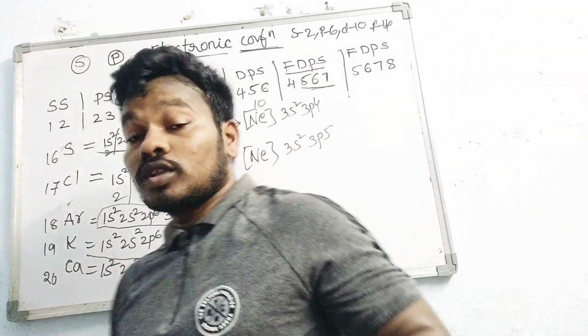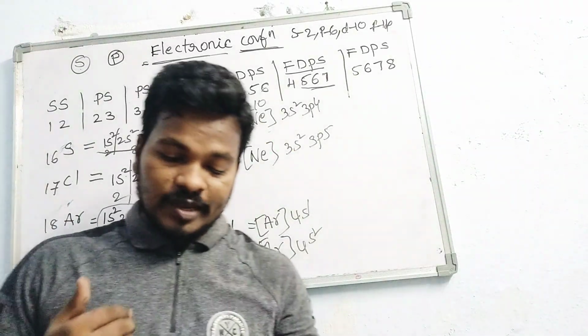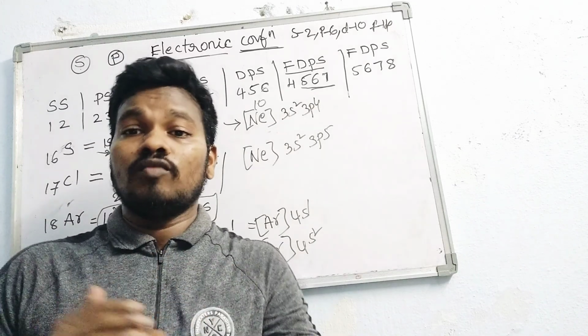So this is about the electronic configuration of elements 1 to 20. In the next video I will make the electronic configuration of elements 20 to 40.